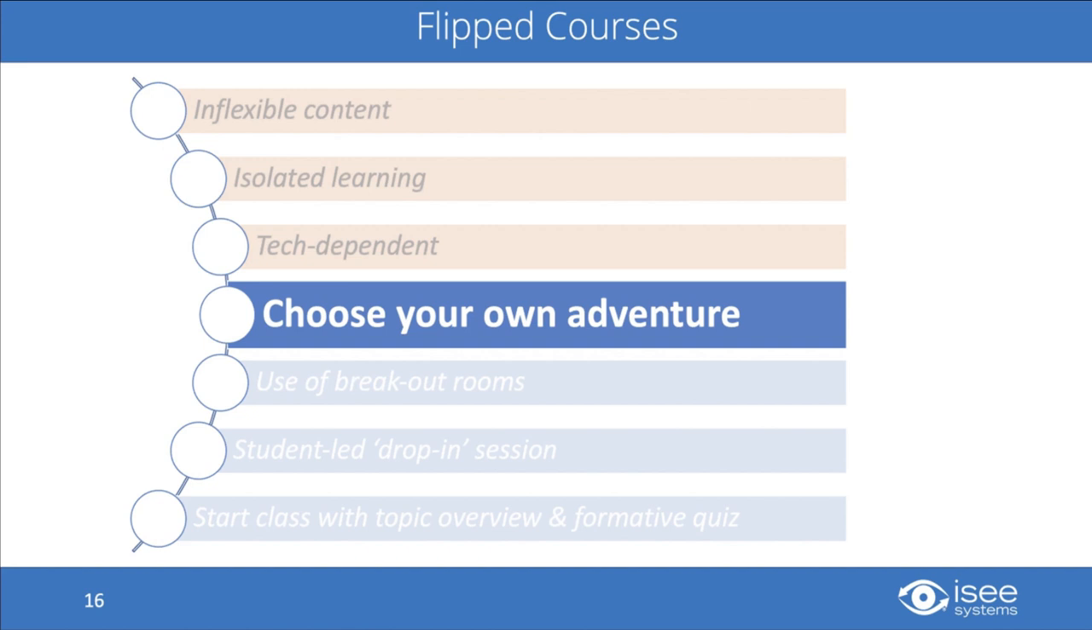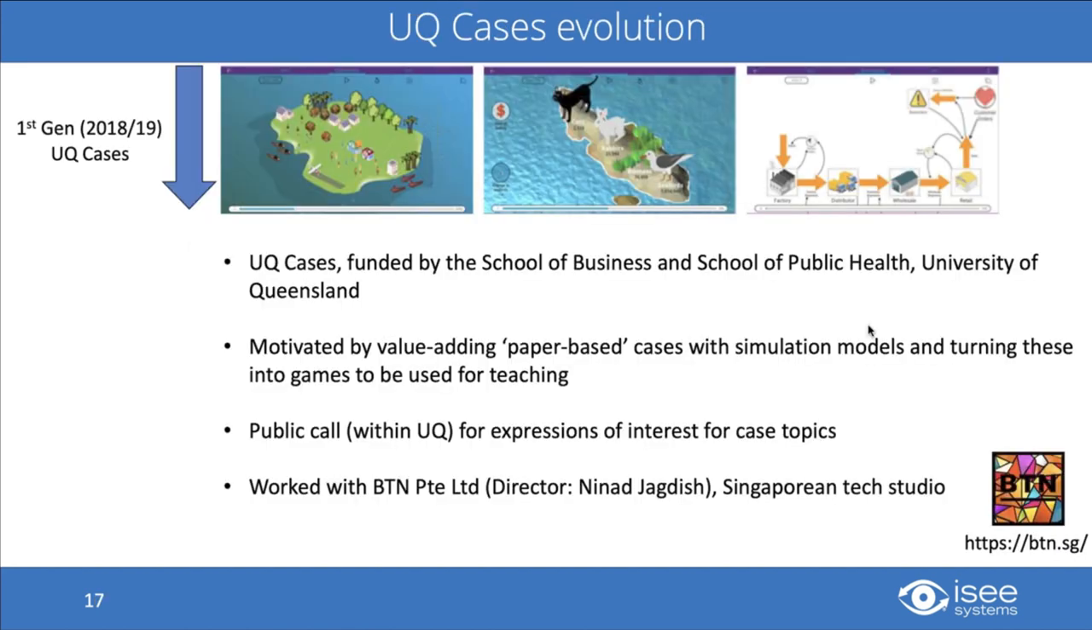Hand in hand with that are the UQ cases, which I'm about to start talking about. So now we're going to move from teaching system dynamics at the University of Queensland to highlighting our attempts to use games and gamification. The way I'll walk through this is through what I call the UQ cases evolution, which started in 2018, 2019, with myself and Carl Smith.